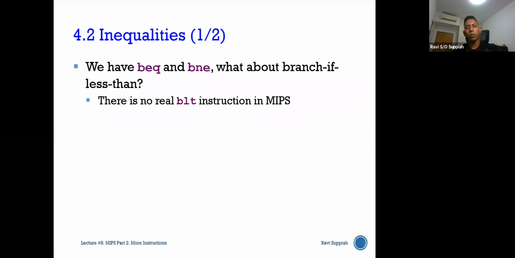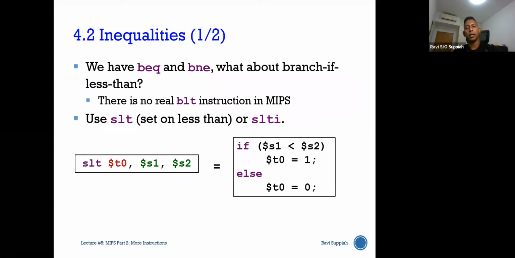Okay, so we have looked at two main branches, equal and not equal. But how about less than? Technically, there is no real branch if less than instruction in MIPS. But you can actually use what we call set if less than. So there is an SLT instruction. There is no BLT instruction, but there is what we call an SLT instruction.